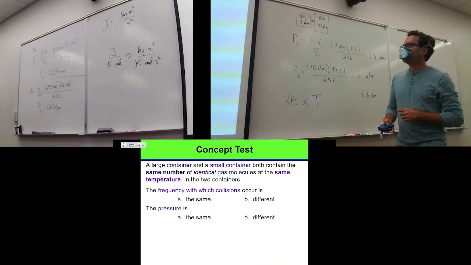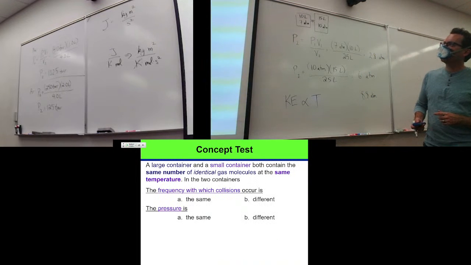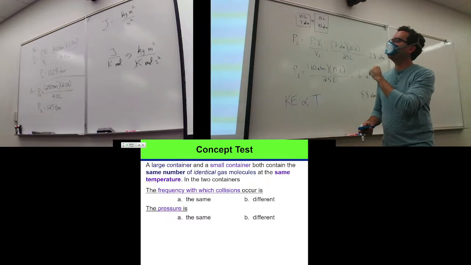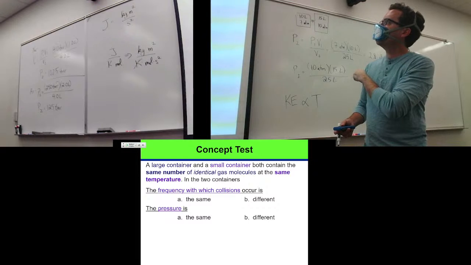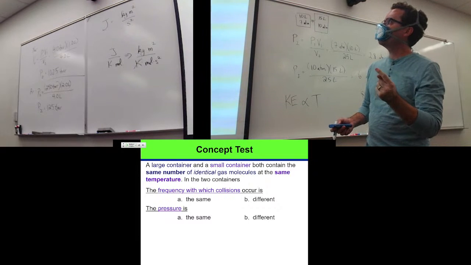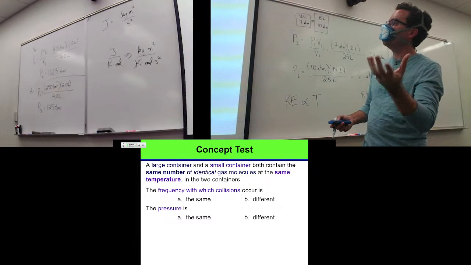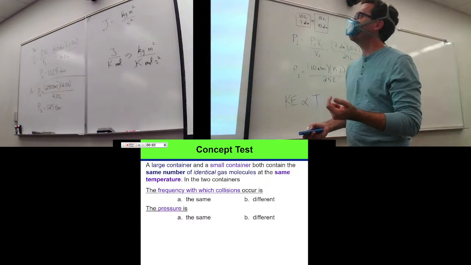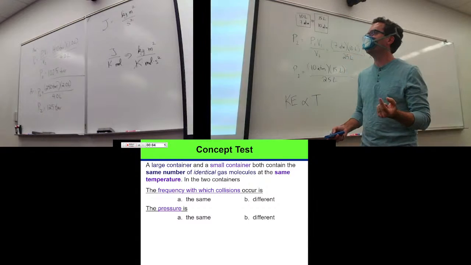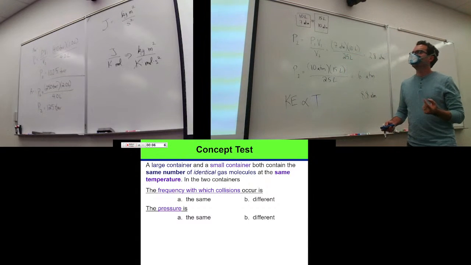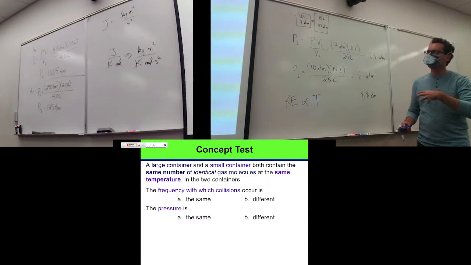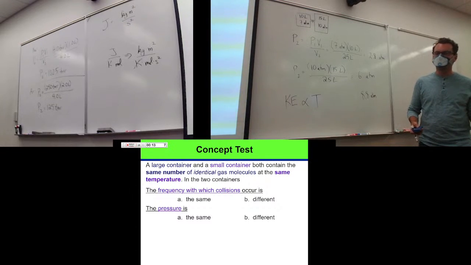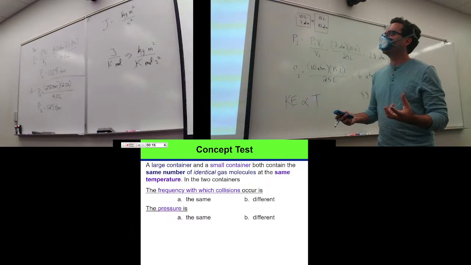Okay. So now I've got a different scenario. No, it's the same scenario. A large container and a small container, same number of moles of gas in each one, same temperature. The frequency with which collisions occur, is it the same or different? All right, let's see.